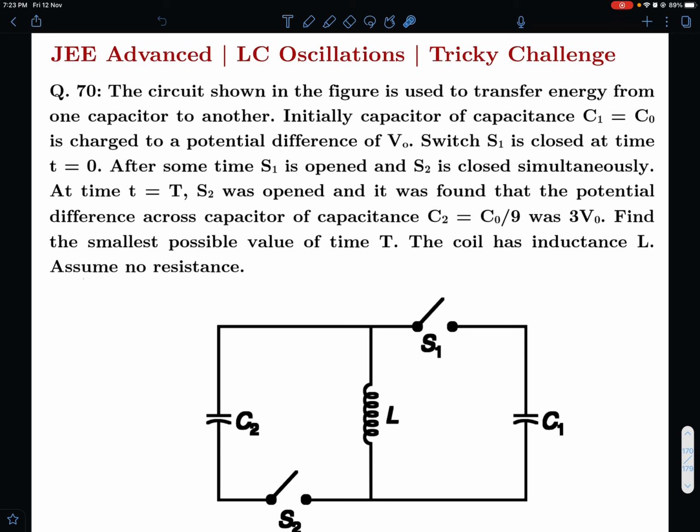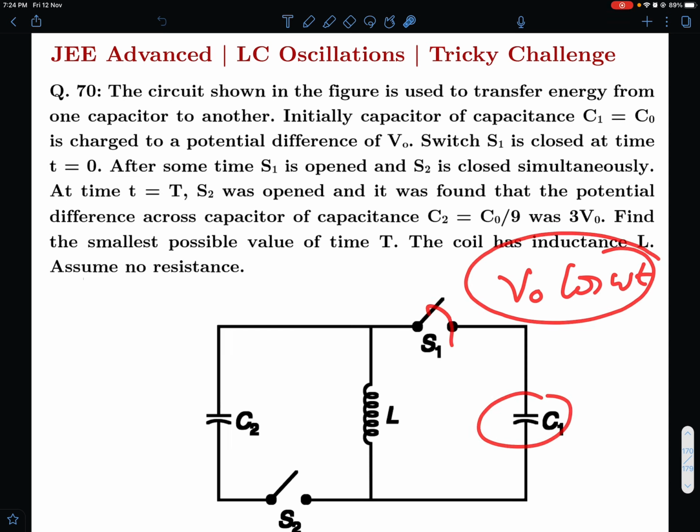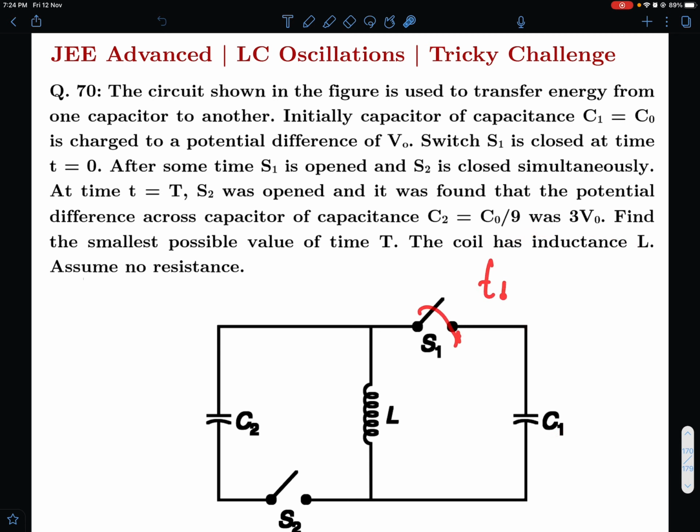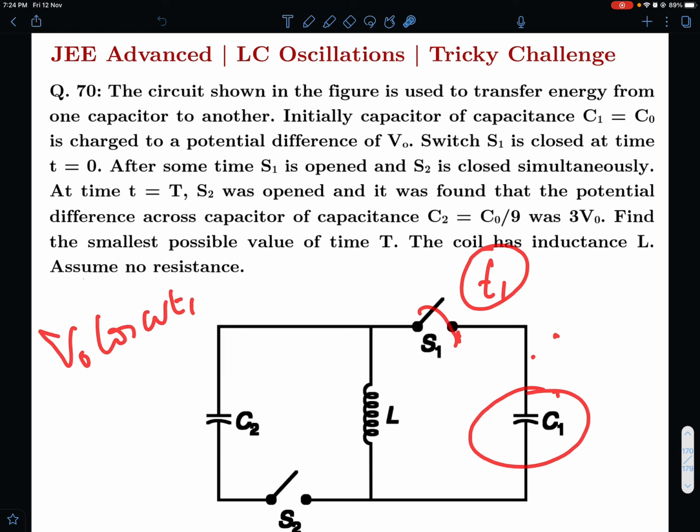So we can say that when you start from extreme position, the potential difference varies as V0 cos omega t, right? So the potential difference across this will decrease according to the equation V0 cos omega t. Let us say you keep the switch S1 closed till time t1. So what will happen by that time? The potential difference across this will be V0 cos of omega t1.